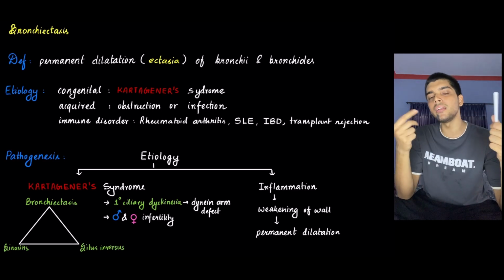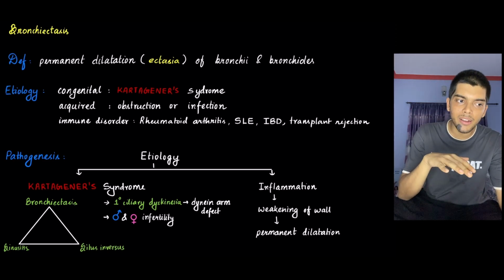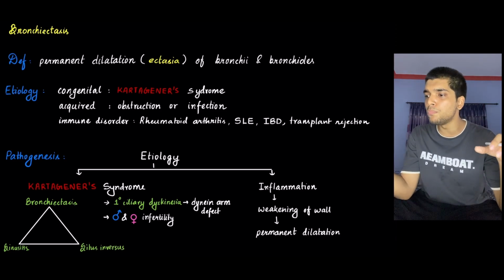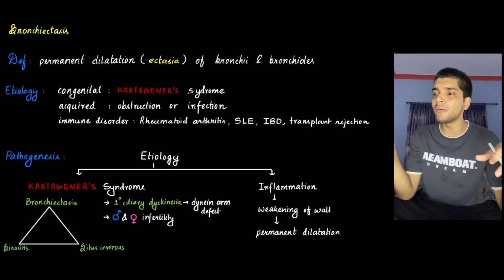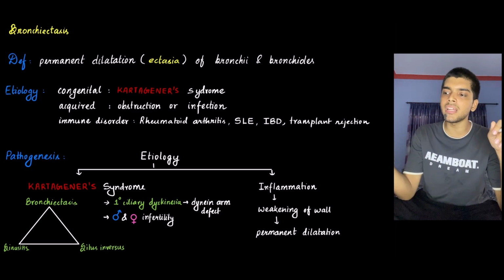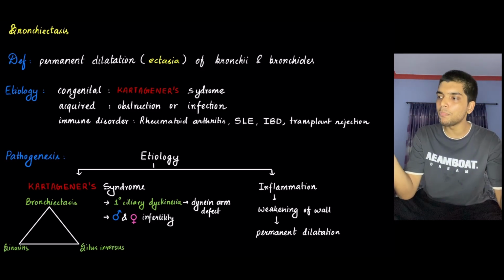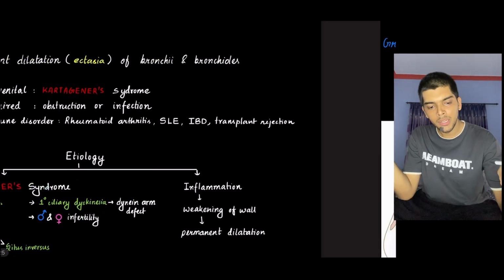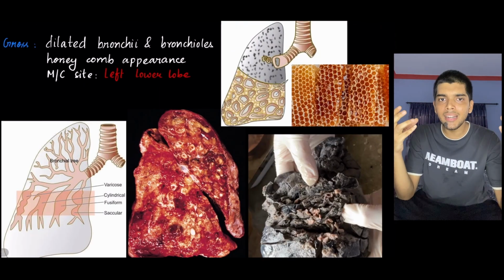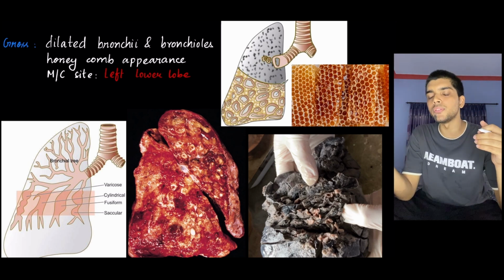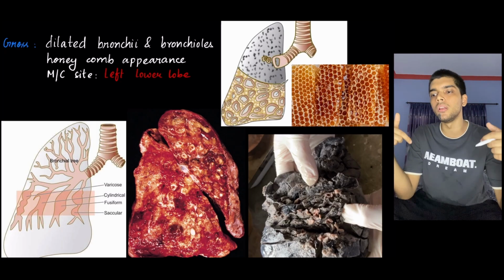Pathogenesis, which is dependent on etiology. If we are talking about Kartagener syndrome, then there is primary ciliary dyskinesia due to dynein arm defect, which leads to pooling of the secretion, inflammation, weakening of the wall, and bronchiectasis. If we are talking about obstruction and infection, again there is pooling of the secretion, there is infection leading to pus production, inflammation, weakening of the wall, and bronchiectasis. Then grossly you can see dilated bronchi and bronchioles, which give off a peculiar appearance called honeycomb appearance, which is most commonly seen in the left lower lobe of the lung.